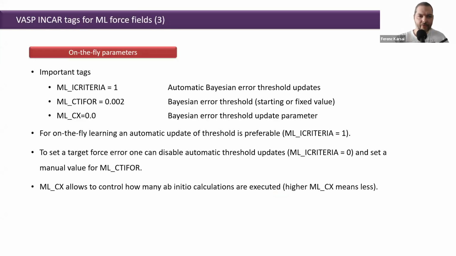Next, we come to some on-the-fly parameters. The first parameter, ML_ICRITERIA, selects whether the error threshold is automatically updated or not.